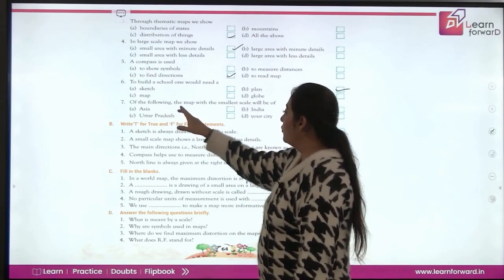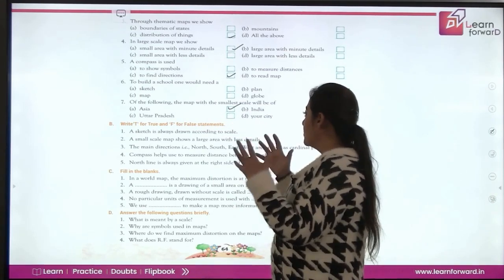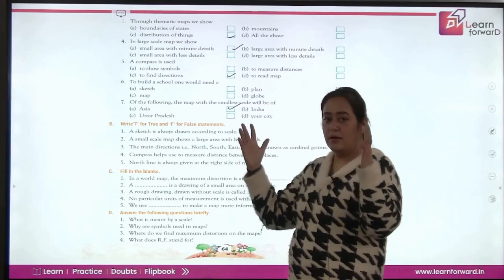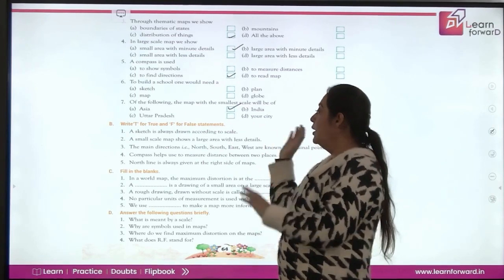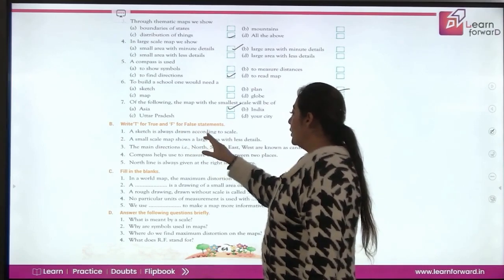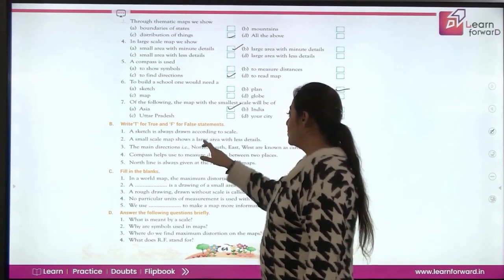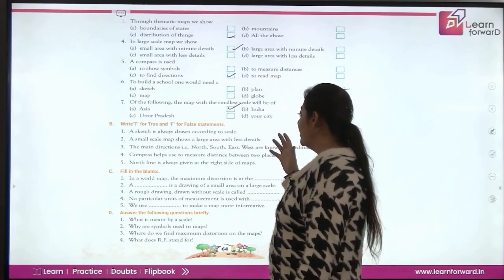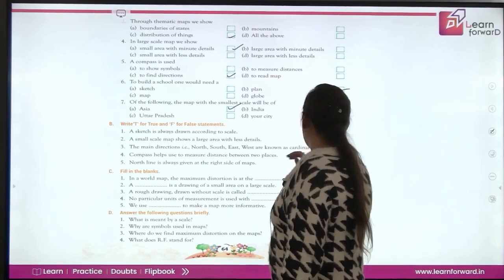Then of the following maps, the smallest scale will be, सबसे smallest scale होगा एशिया, क्योंकि smallest scale में हम क्या करते हैं? हम बड़ा जगह लेते हैं. We take a bigger place with less detail. Now, a sketch is always drawn according to the scale. No, it is not a sketch. It is a map. A small scale map shows a large area with less details. Yes, a small scale map, large area with less details.